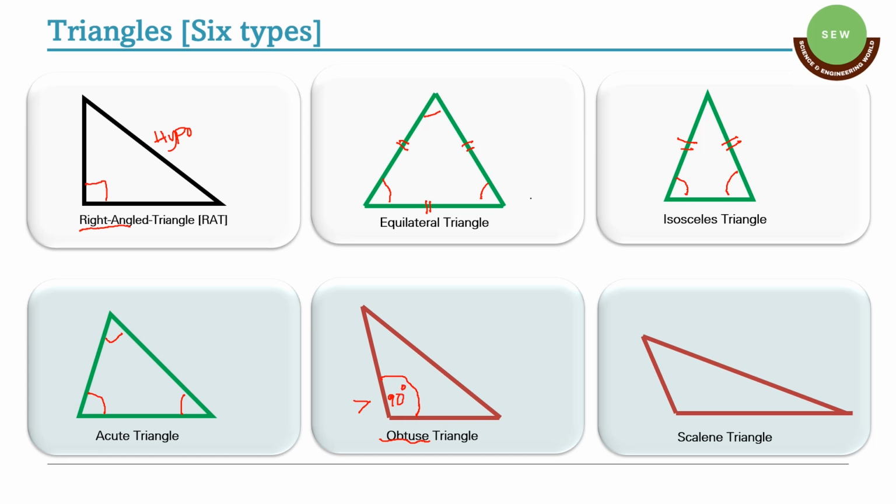Then we have the scalene triangle. A scalene triangle is a little different from an obtuse triangle in the sense that none of its angles are equal and none of its sides are equal. An obtuse triangle can still have 2 sides equal, but it has one angle greater than 90 degrees. Same thing as scalene, which has one angle greater than 90 degrees, and the only difference is that none of its properties are equal.